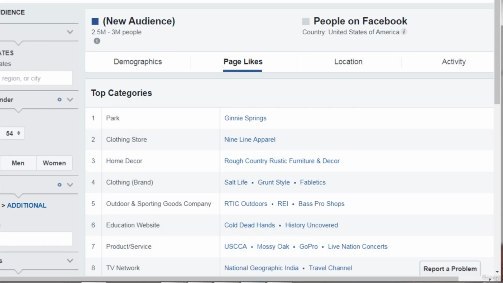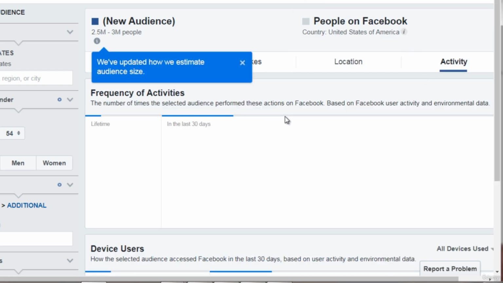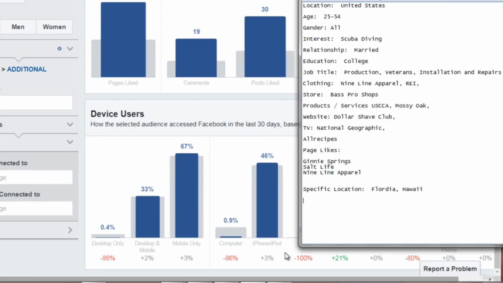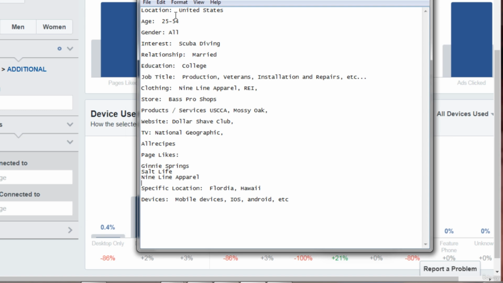So now remember, we saw location. We saw a lot of Florida, and we saw a lot of Hawaii. And then in terms of activity and devices, we saw that a lot of them use mobile devices. So iPhone, Android, etc. Now you can further create this avatar profile.